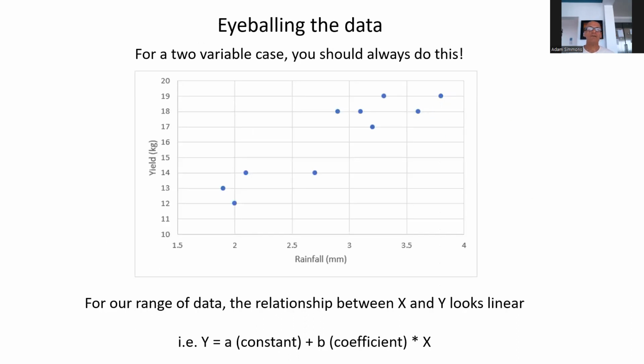Now, before you actually do any analysis, you should just look at the data. And what I've done here, I've just done a simple scatter diagram. And you can see that for the range of data that we have here, it looks pretty linear. So it's of the form y equals a plus b times x, where y equals the yield and x equals rainfall.